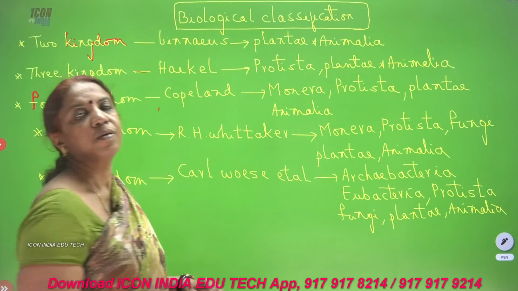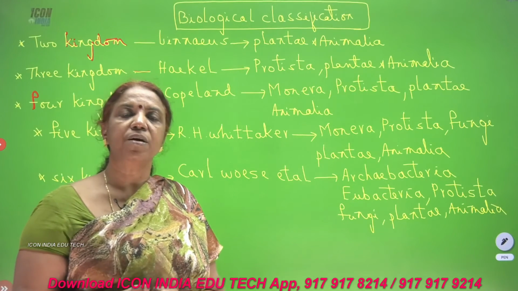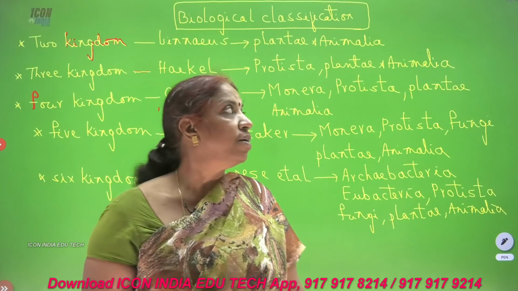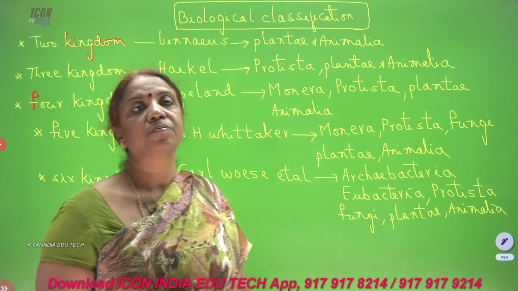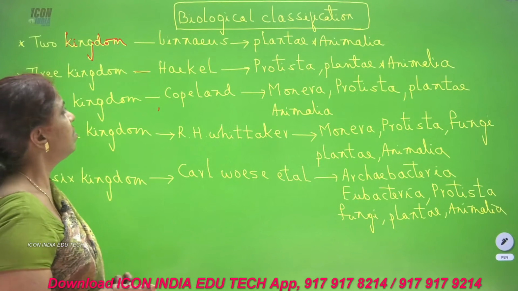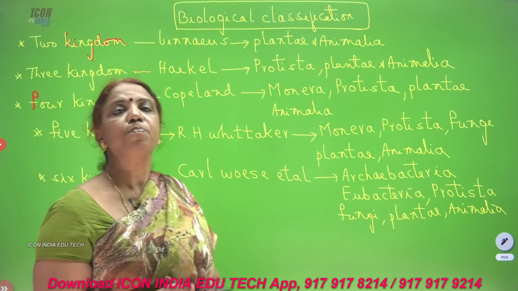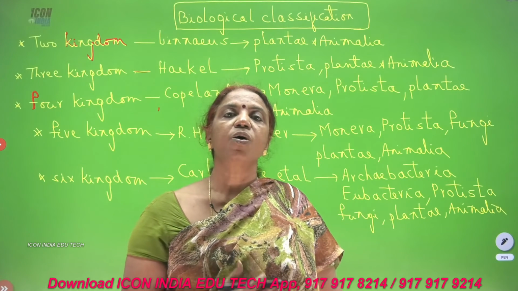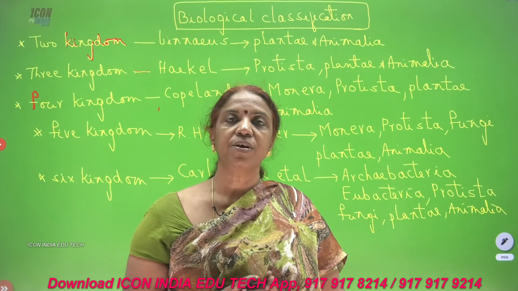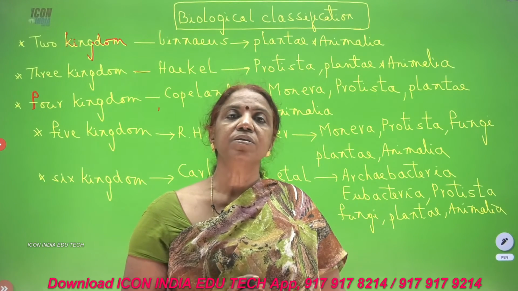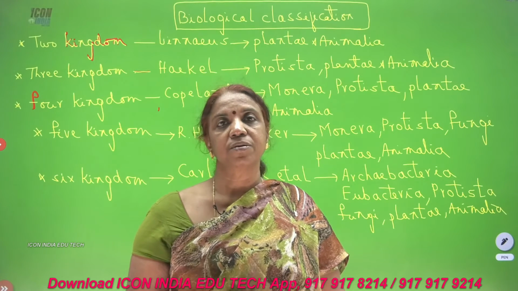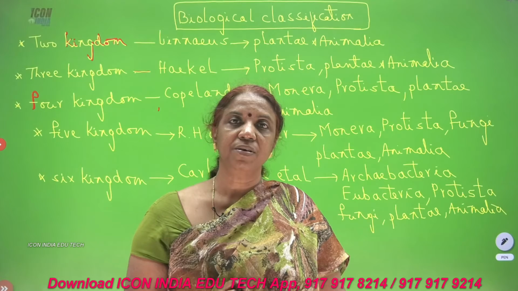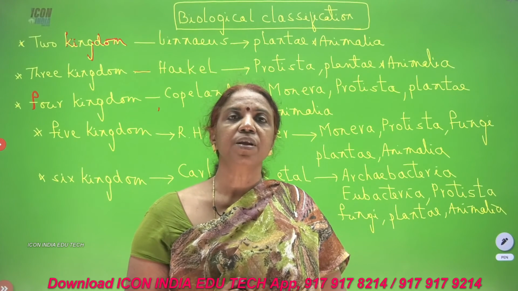This is very important for the matching question or MCQ. For example, the two kingdom classification was proposed by Linnaeus, the five kingdom classification by R.H. Whittaker, and the six kingdom classification by Carl Woese et al. Like that they ask the questions. The next one is, what are the shortcomings of the two kingdom classification? Let us look into it in the next class.